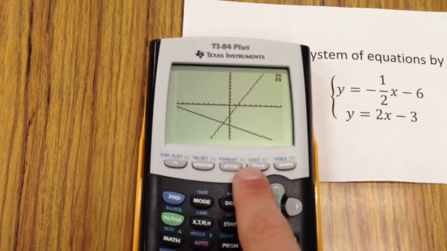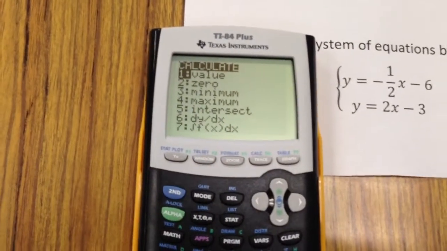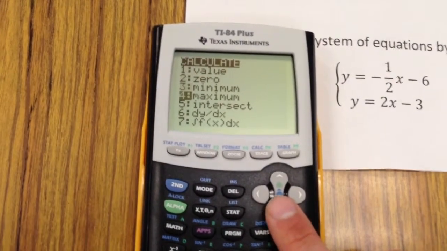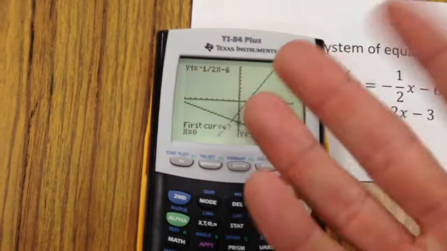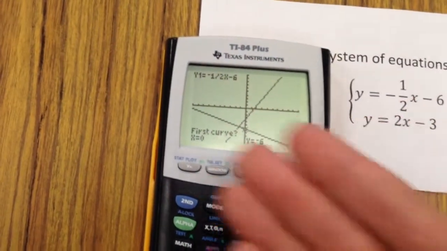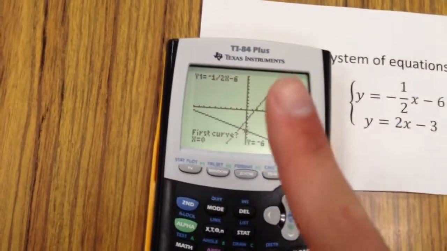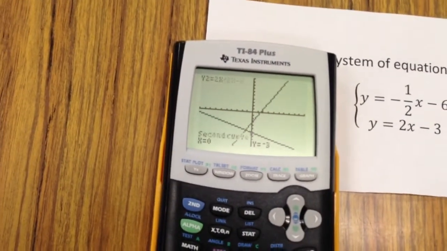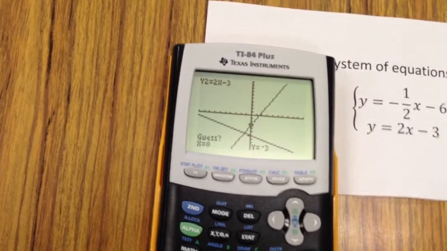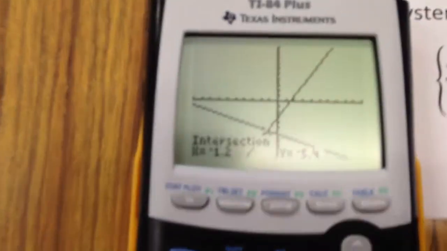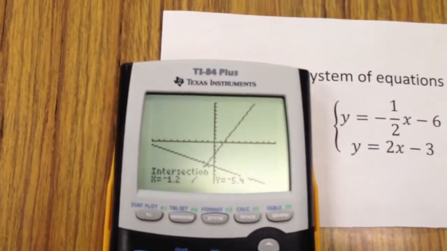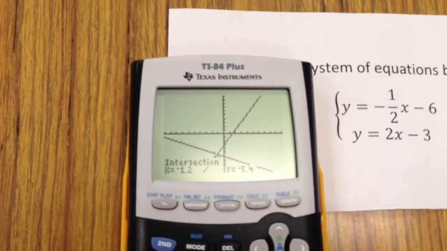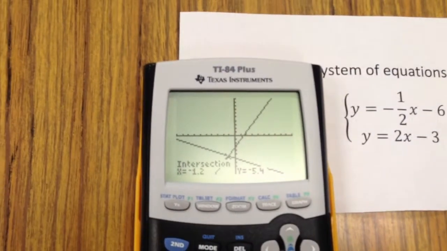So hit second, trace. And since we want to intersect, go down to 5. 1, 2, 3, 4, 5. Now these calculators are kind of confusing. I don't know why they do this first curve stuff. I'm going to make this super simple. Once you hit intersect, you just hit enter again, and hit enter again, and lo and behold, we have ourselves an answer. The intersection between these 2 points is negative 1.2 for x and negative 5.4 for y.